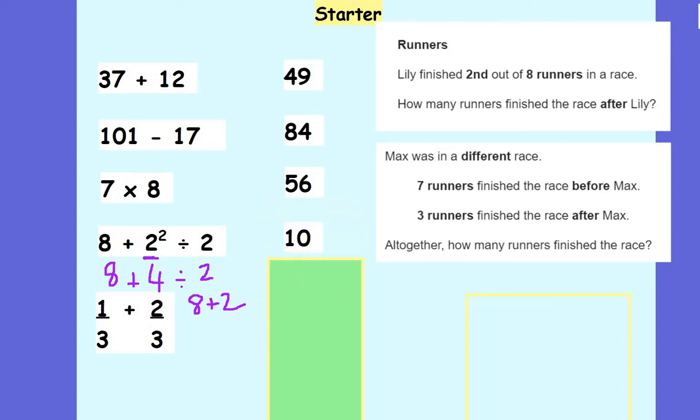For my next question, my denominators are the same already. So to add those two fractions, I just add my numerators together. That's going to give me 3/3, which is the same as 1.